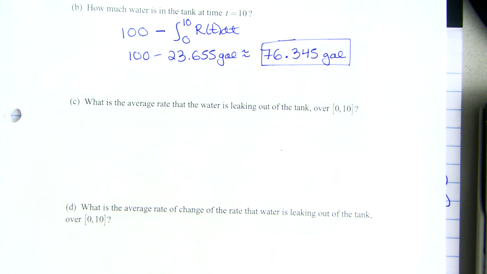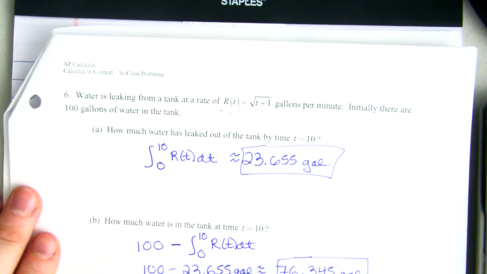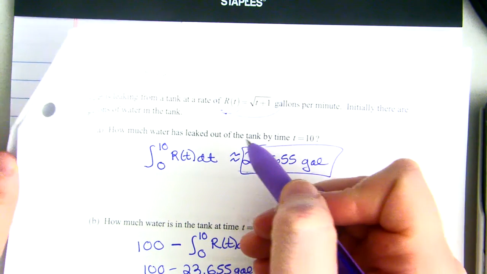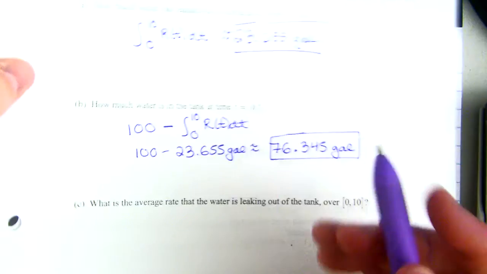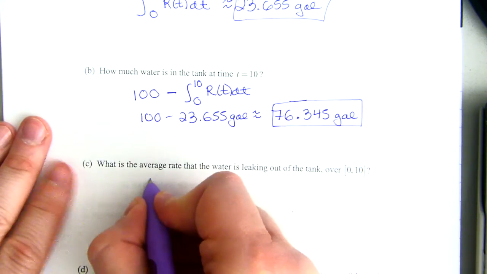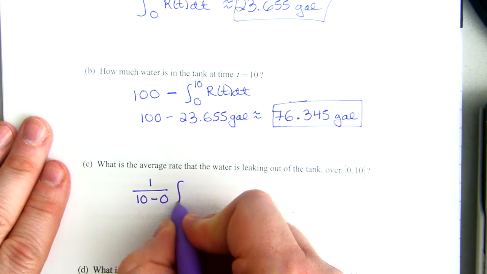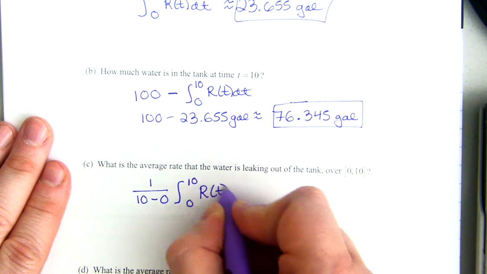not. If I want to know the average of the thing that I give you, we use 1 over b minus a times the integral from a to b and all that stuff. I gave you a formula that was the rate that water was leaking out. I want to know the average of the rate that water was leaking out, the average of that thing that I'm giving you. Therefore, part C is going to be 1 over 10 minus 0 times the integral from 0 to 10 of r of t dt.